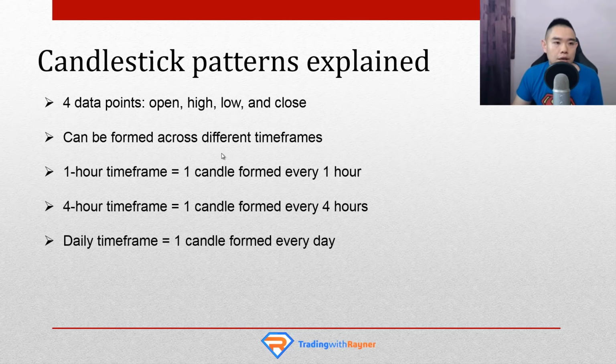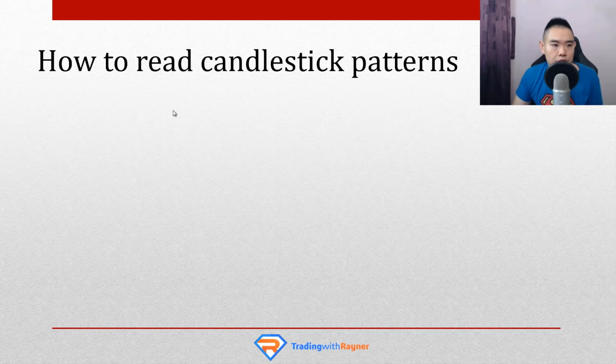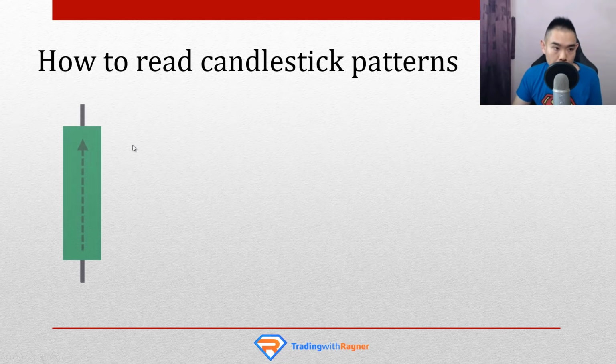You get my point. So now this brings me to this section: how do you read candlestick patterns? Remember there are 4 data points. I'm going to explain to you step by step. When you deal with candlestick patterns, you will likely see one of 2 types of candles, either a green candle or a red candle. Sometimes it could be a black candle or a white candle. It really depends on how you set your chart settings. But for most charts, it's either green or red.